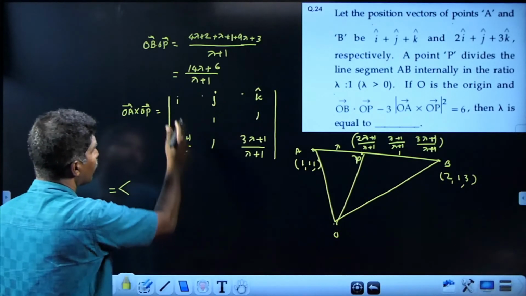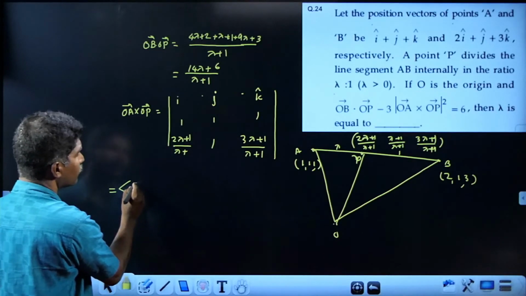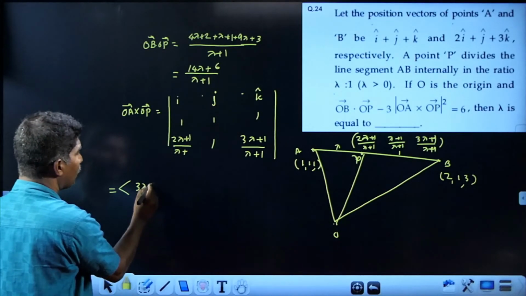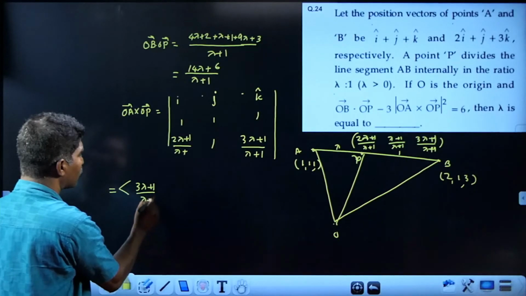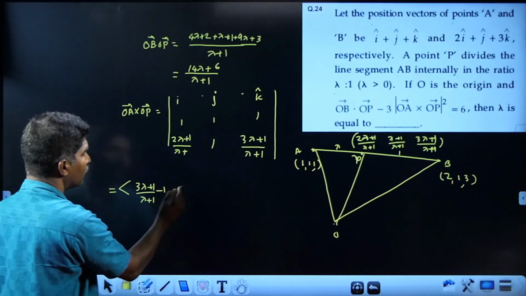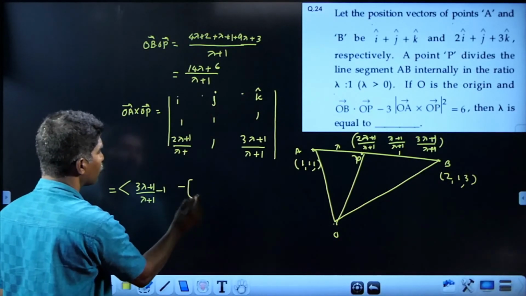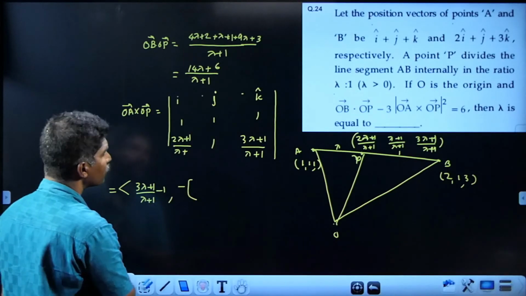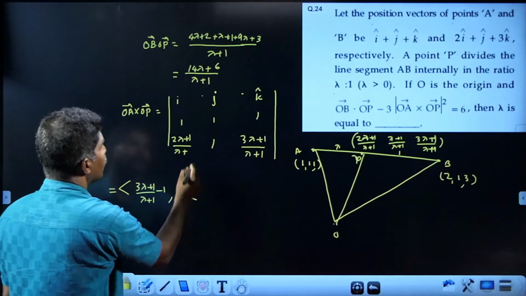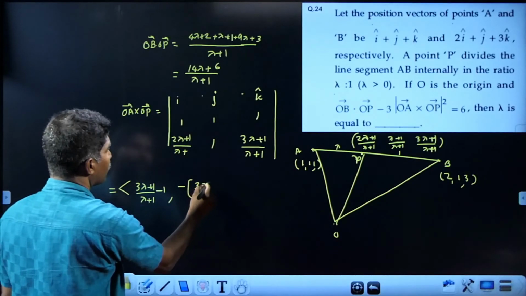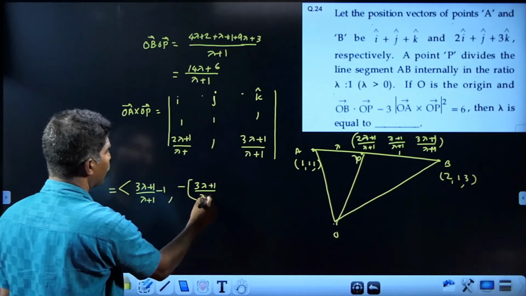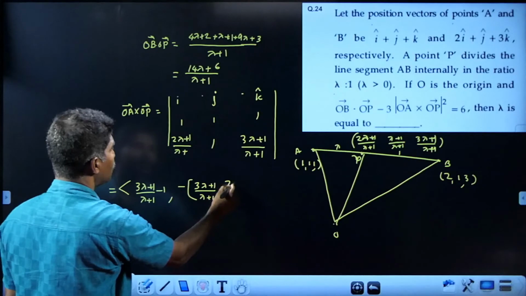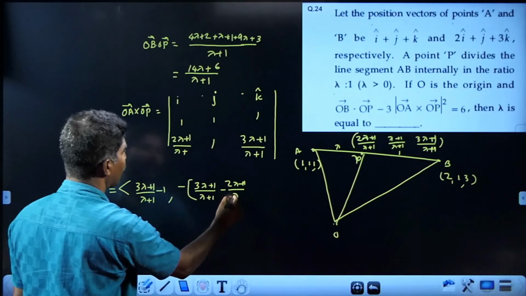So cross multiplying, I can write 3 lambda plus 1 divided by lambda plus 1 minus 1. That is the first one. Second one is minus j into 3 lambda plus 1 divided by lambda plus 1 minus 2 lambda plus 1 divided by lambda plus 1.